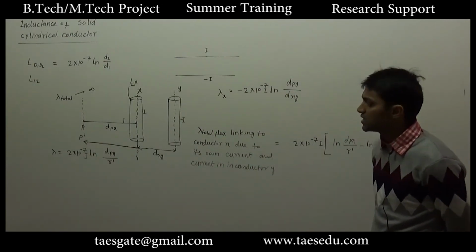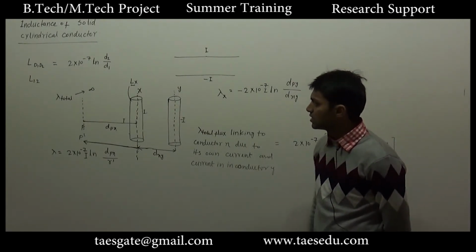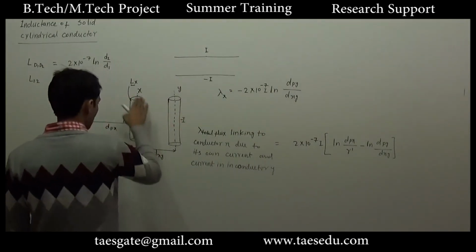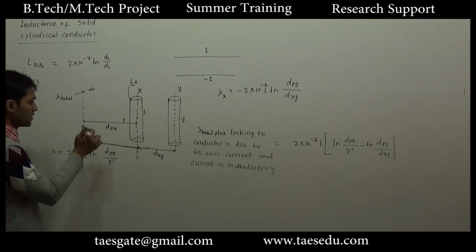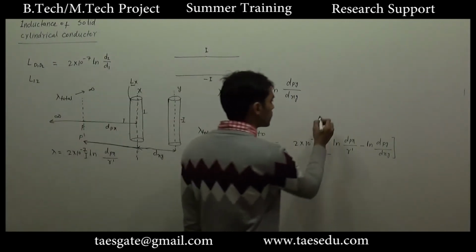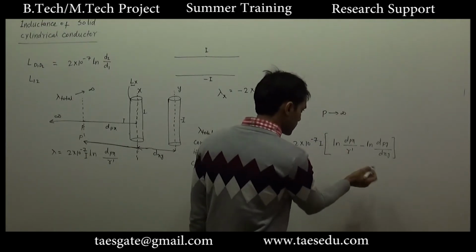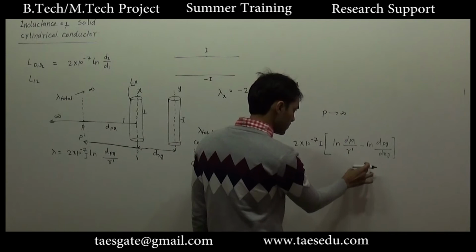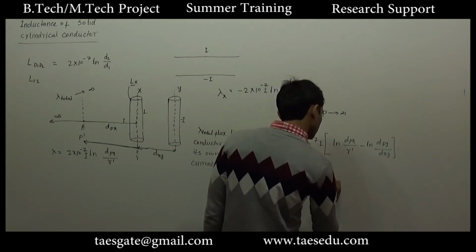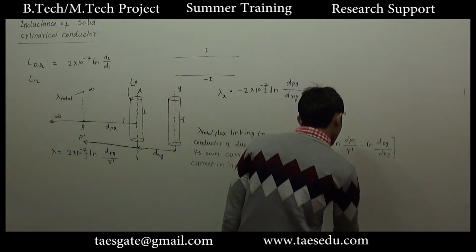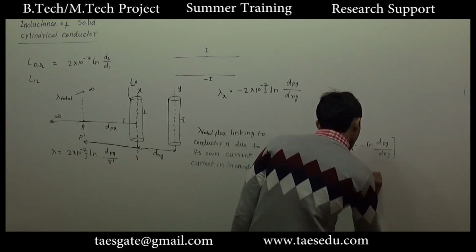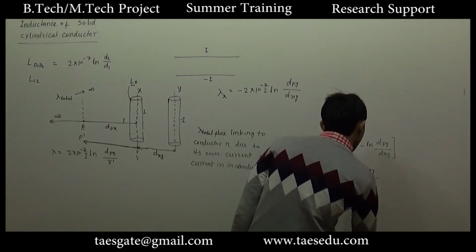Now let's say we are interested in finding out the total flux linking to this conductor X. So where this point P will tend to? If we are interested in finding out the total flux linking to this conductor, this P will tend to infinity. Okay, so if P point will tend to infinity, let us simplify it one more step. 2 into 10 to the power minus 7 into I, this will be ln dpx into dxy divided by r dash into dpy.